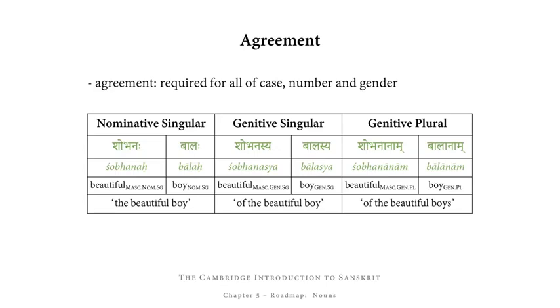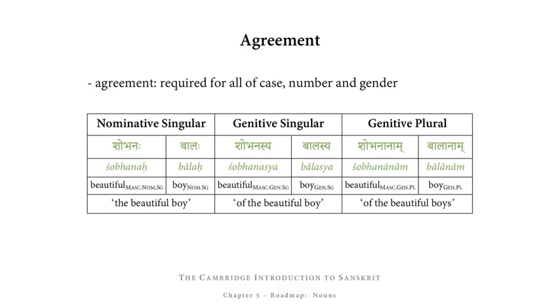In the genitive singular, on the other hand, balasya, which means of the boy, we then need an adjective that stands also in the genitive singular, and that also is masculine, so as to agree with the masculine noun boy. So we have shobanasya balasya, which would then mean of the beautiful boy. Similarly, if I have balanam, which is the genitive plural of the word for boy, meaning of the boys, I then need an adjective that also stands in the genitive plural and that also is masculine in order to agree with balanam, which is genitive plural masculine. And so I need shobananam balanam, of the beautiful boys.